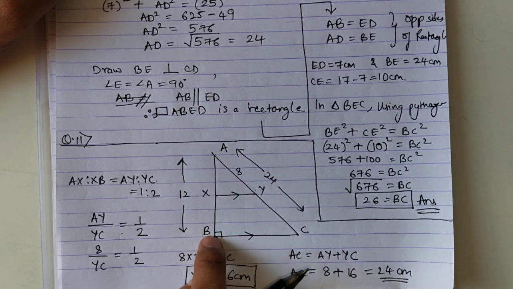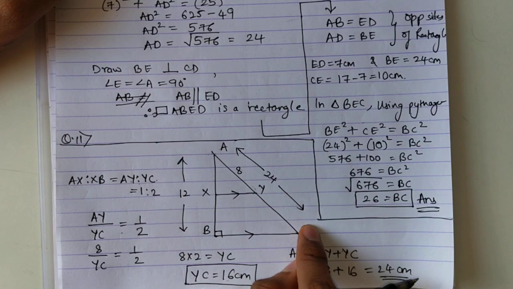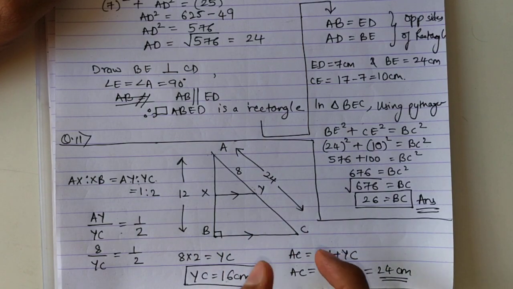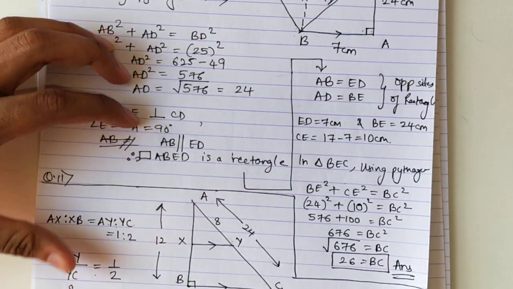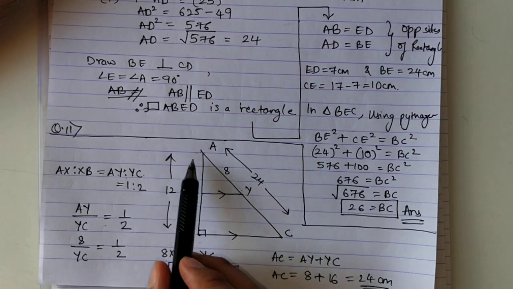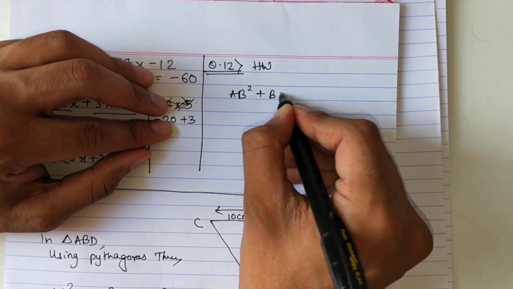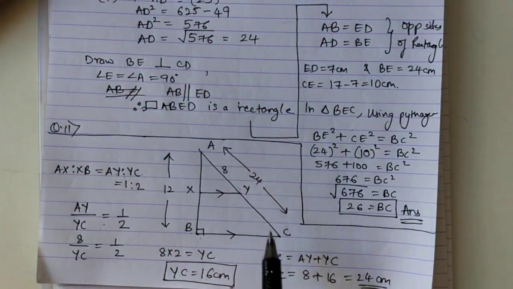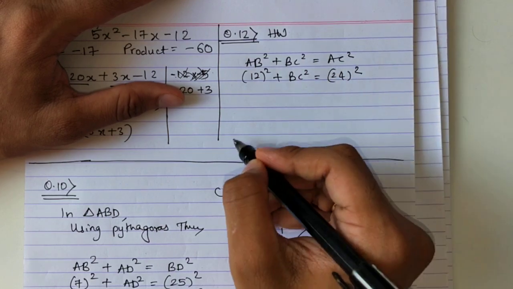Now once I have AC, see this bigger triangle ABC. In this triangle angle B is 90 degrees and opposite to B is AC. So AC is the hypotenuse, which is 24, and one side AB is 12. Then can I find BC using Pythagoras theorem? Pythagoras says AB square plus BC square equals AC square. So let's use it. The value of AB is 12 and AC is 24.